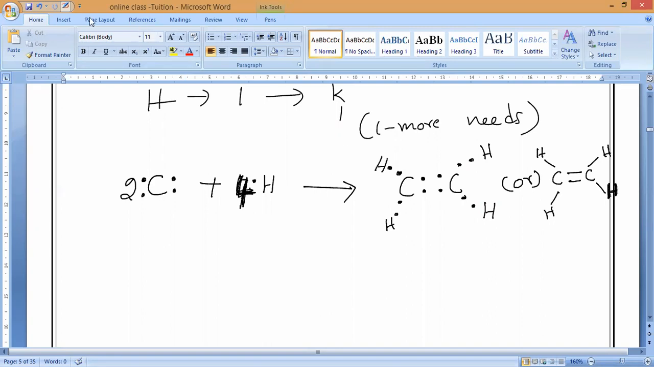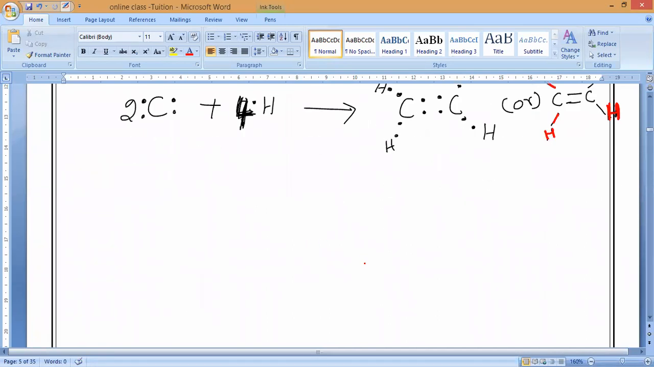Yes, sir. Now the bonds, 8 electrons are satisfying, check it. 4 plus 2, 6 plus 2, 8. Next this side, 4 plus 2, 6 plus 2, 8. That's all. Are you clear, guys? Write it. This is the double bond. If you have any doubt, you can kindly ask me. If you understand this one, this is the double bond formation.